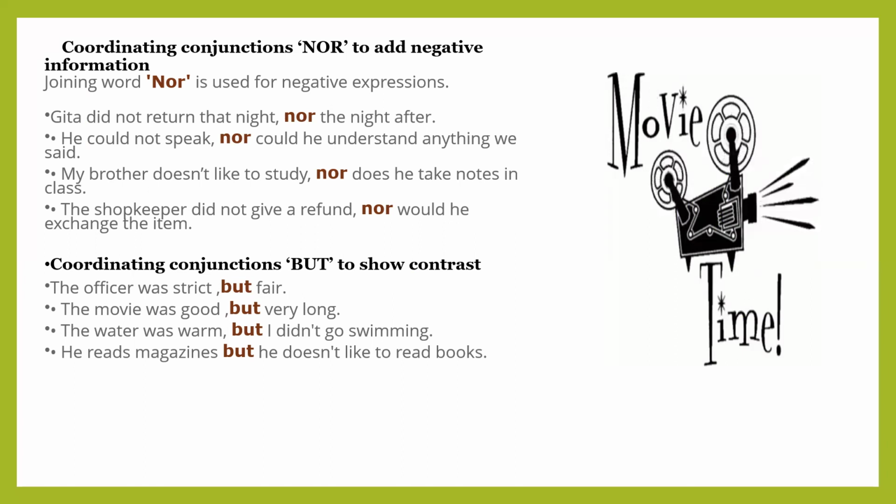Next coordinative conjunction is but, to show contrast. The officer was strict but fair. The movie was good but very long. The water was warm but I did not go swimming. He reads magazines but he did not like to read books. So in all these sentences there are more than two words, the commas are used.